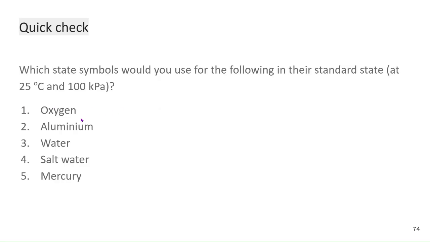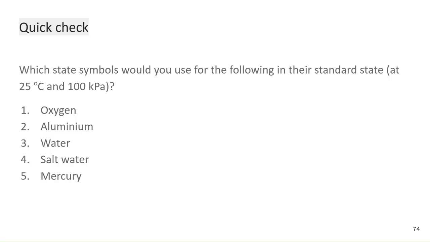So, number one, oxygen. That is in our atmosphere, right? We breathe it. It is a gas, so its state symbol would just be a G, right? Aluminum, that is a metal, and it is a solid at room temperature. Lots of cars have aluminum in them, or planes, so it would be S for solid. Water is a liquid, so its state symbol is L. Salt water, this would be AQ, which is aqueous, right? Because the salt is dissolved in the water.